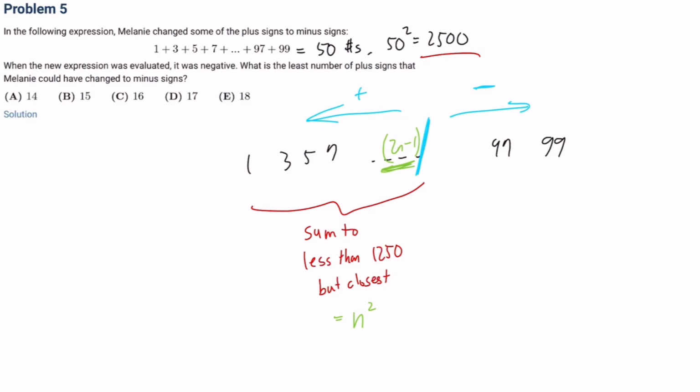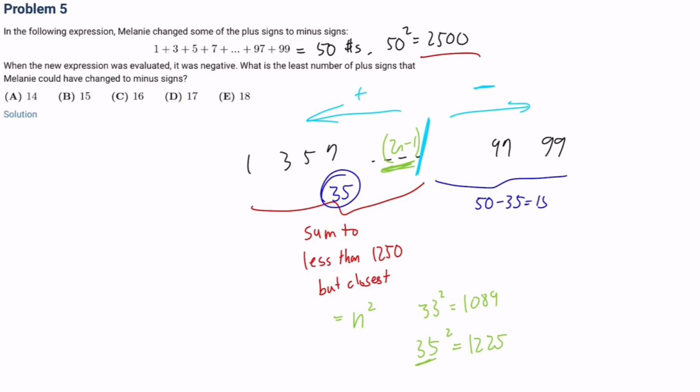If you see, 32 squared is 1,024. So 33 squared, that's going to be 9 times 121, that's 1,089. That's a bit lower than we want. Let's try 35. 35 squared is 1,225, and that puts us right below 1,250, right? So our n is 35, so that means of the 50 numbers, 35 of them are positive, and what's 50 minus 35? That's 15. 15 numbers have changed to negative, so that's B.